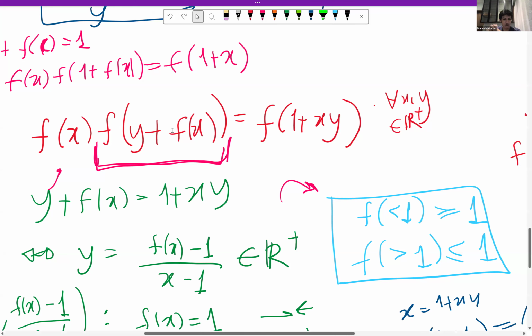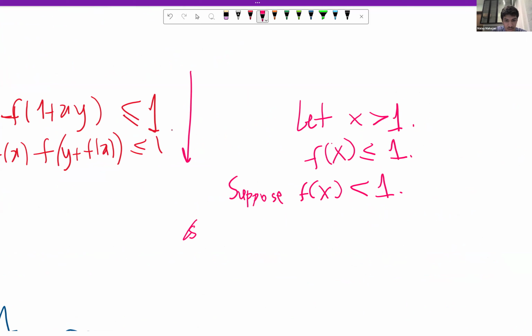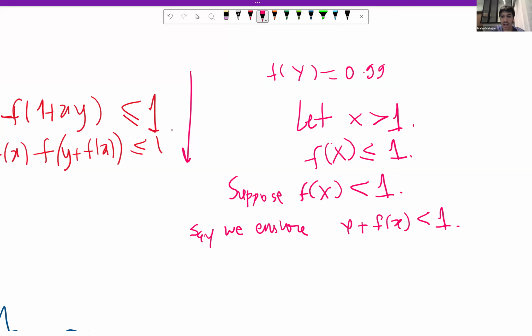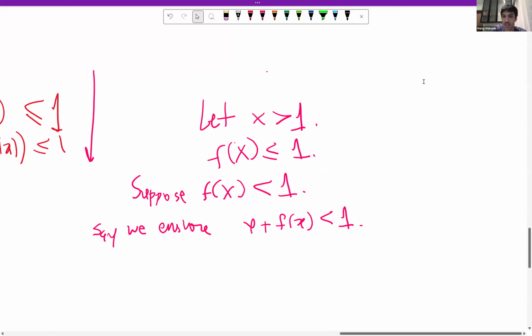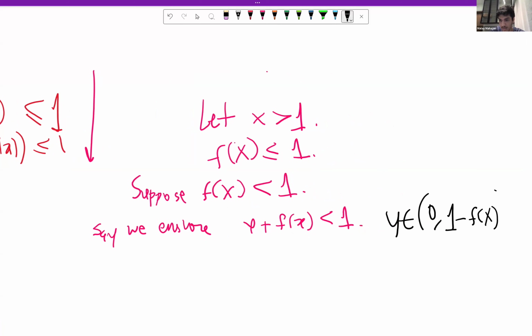So the point is, you make sure y plus f(x) is less than 1. Suppose we ensure y plus f(x) is less than 1. I can ensure this because f(x) is less than 1, so I can still add. Think of f(x) as 0.9999. You can still add some y so that the value still remains less than 1. I hope everybody is fine with it. In particular, let y belong to the interval from 0 to 1 minus f(x), and this is a positive quantity.